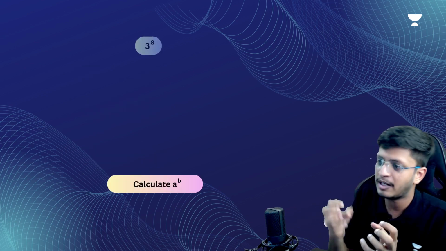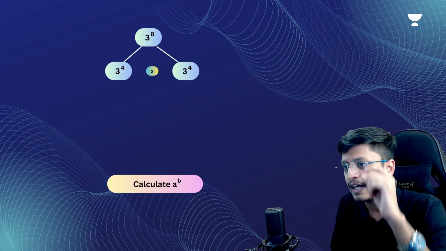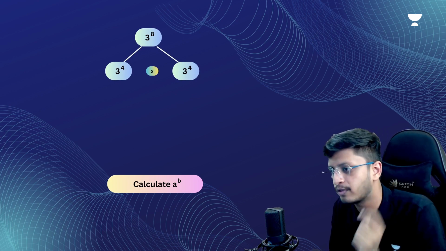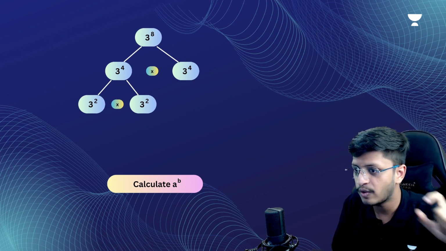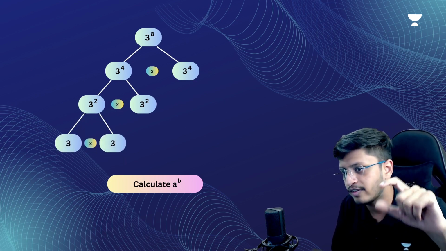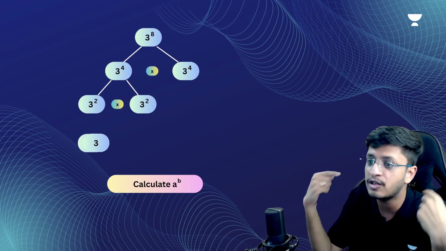to the power b. If you're multiplying a b times, what you could have done is write 3 to the power 8 as 3 to the power 4 into 3 to the power 4. Again, you can write the first 3 to the power 4 as 3 square into 3 square. Again, write the first 3 square as 3 into 3. Don't complete the entire tree. Use memoization, use DP, okay?